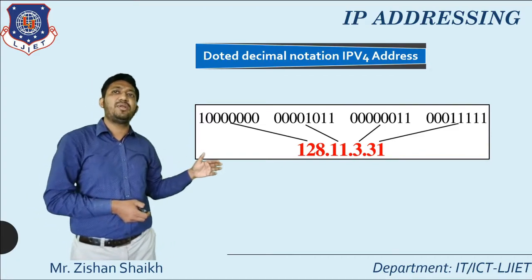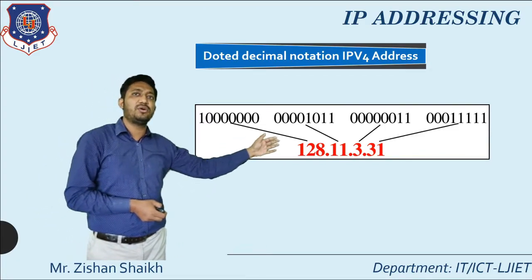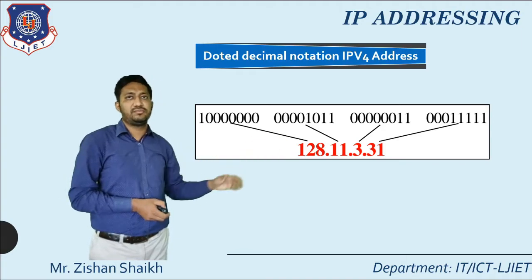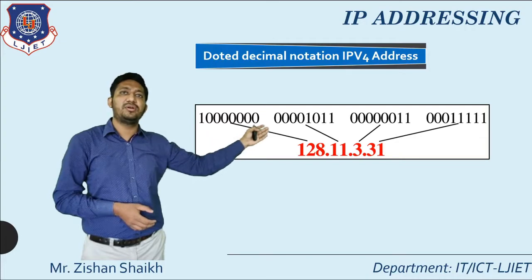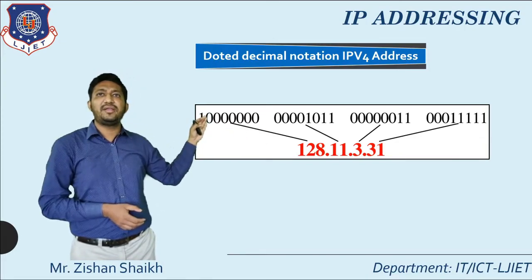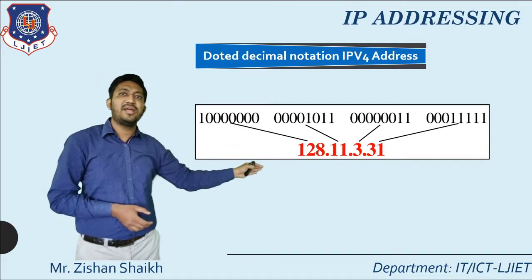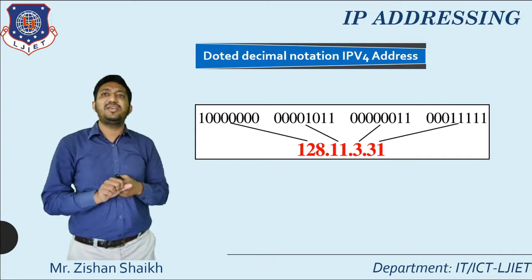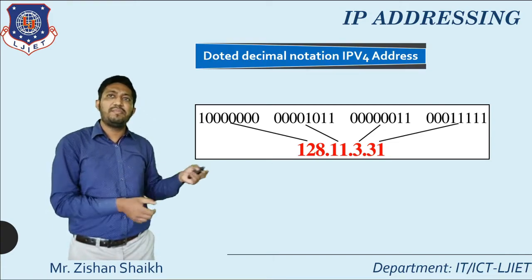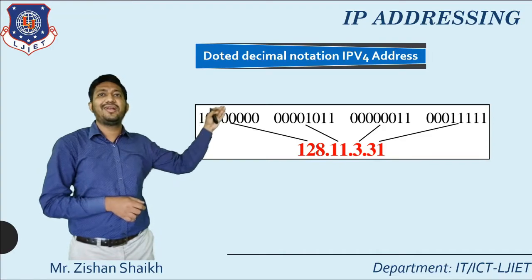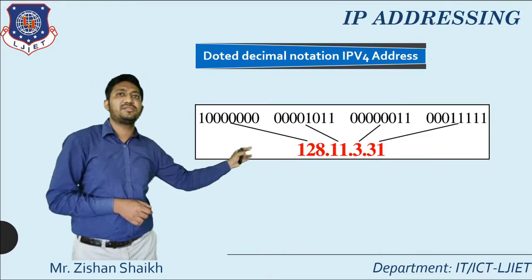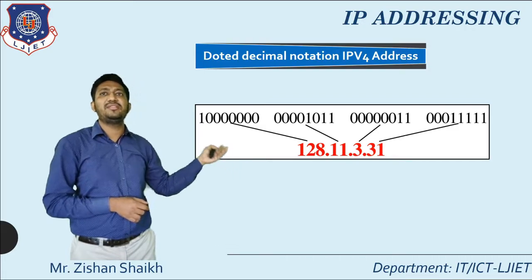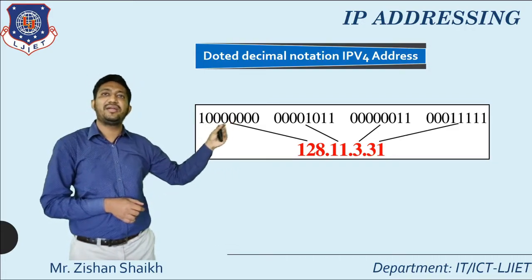What type of class I will use will be identified by these particular 4 bits. Here is the example: 128.11.3.31. From this binary number we are calculating the decimal number. So when we see any IP address, in the background it will be calculated like this. In the real world we see IP addresses that contain decimals, but in the background it will be converted like this.